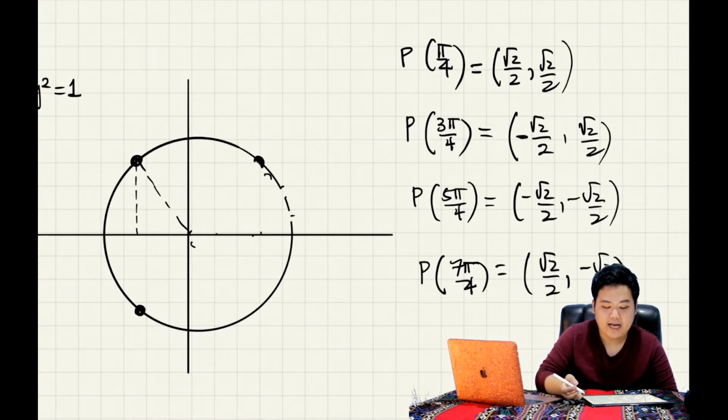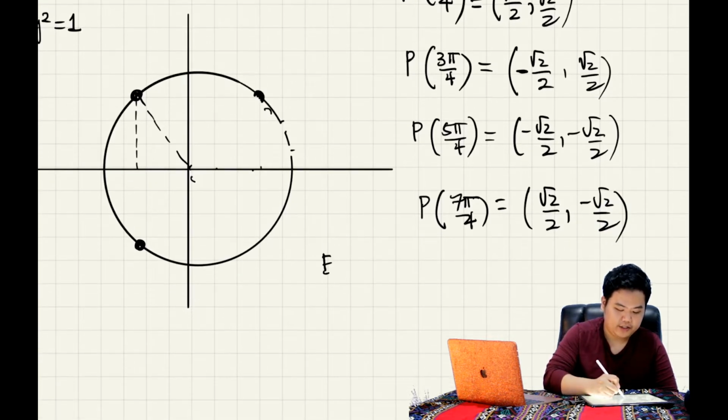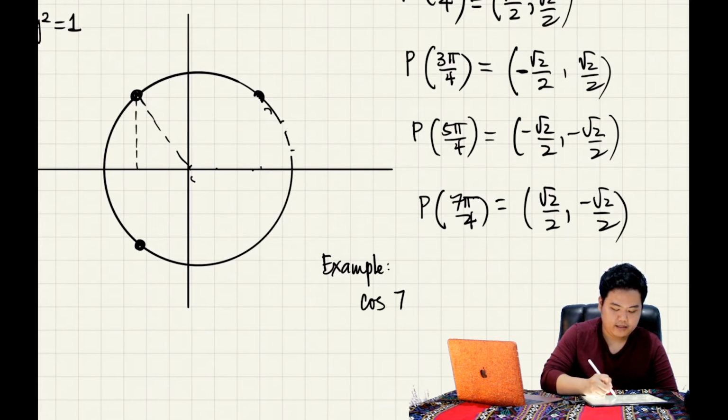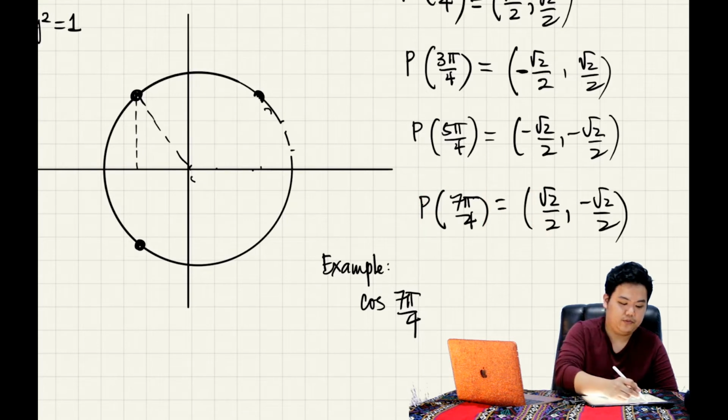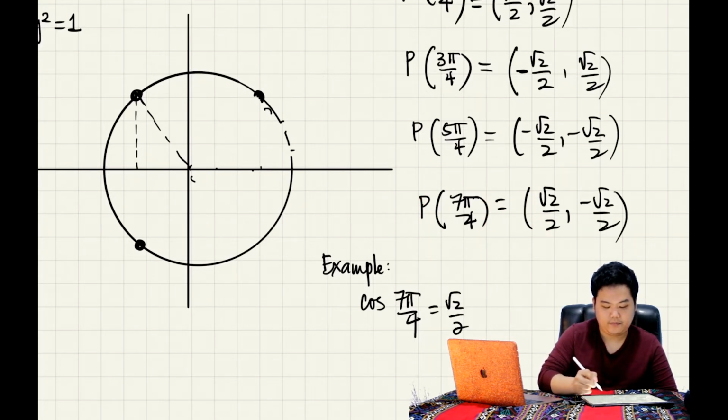Okay, so there we have this point function value. Special ito, so kailangan tandaan natin ito. Okay, so let's say, for example, gamitin natin siya. What is cosine 7 pi over 4? Sabi natin, cosine 7 pi over 4 is the x-coordinate of P of 7 pi over 4. So, meaning, cosine 7 pi over 4 is square root of 2 over 2. Okay, another example. What is sine 3 pi over 4?